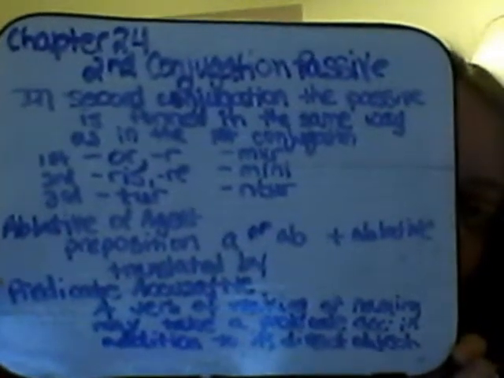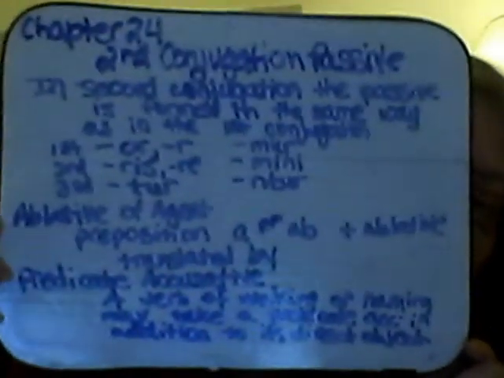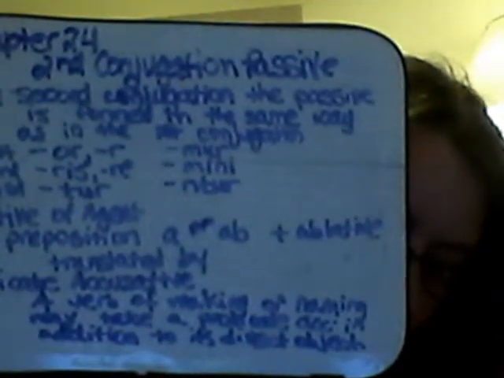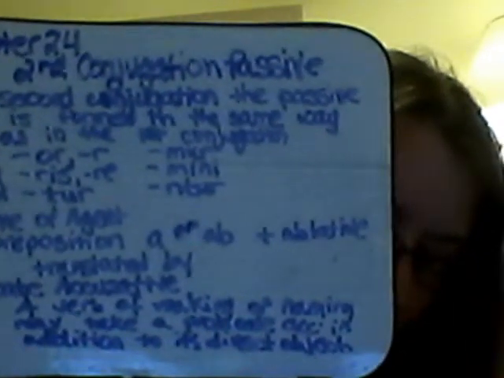The predicate accusative. A verb of making or naming may take a predicate accusative in addition to a direct object. On page 109, we have vocavit filium Marcum. He called his son Marcus. So the direct object is son, called his son, and Marcus is the predicate accusative. So they're both accusative, filium and Marcum.